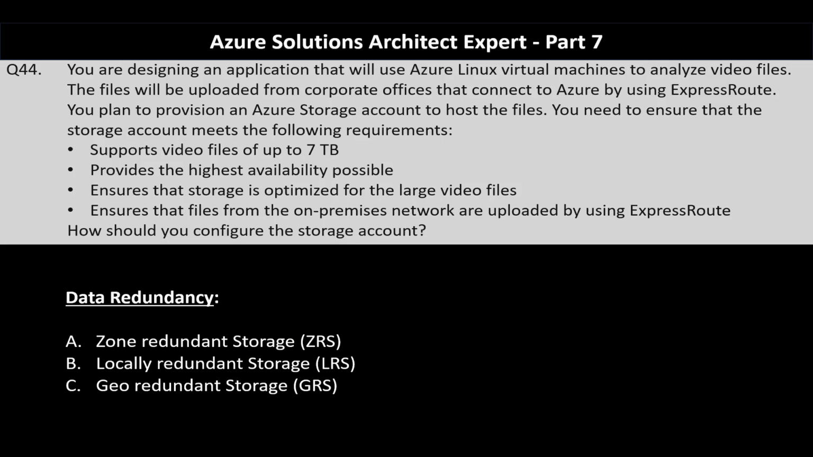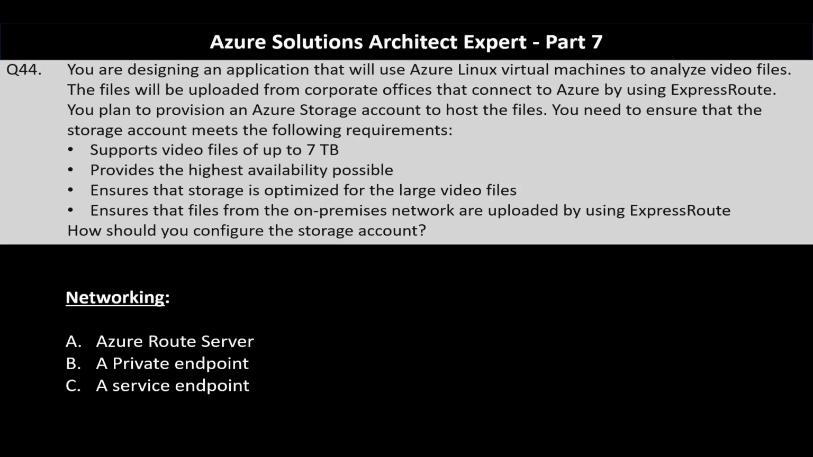Your options are zone redundant storage, locally redundant storage, and geo-redundant storage. Now folks, following on from the previous explanation, the redundancy type you will choose here is geo-redundant storage, as it offers the highest availability and durability by replicating data to a secondary region. Now the final part of the question talks about networking.